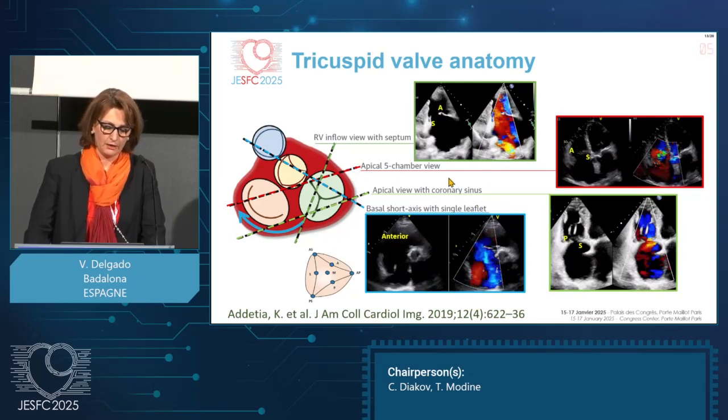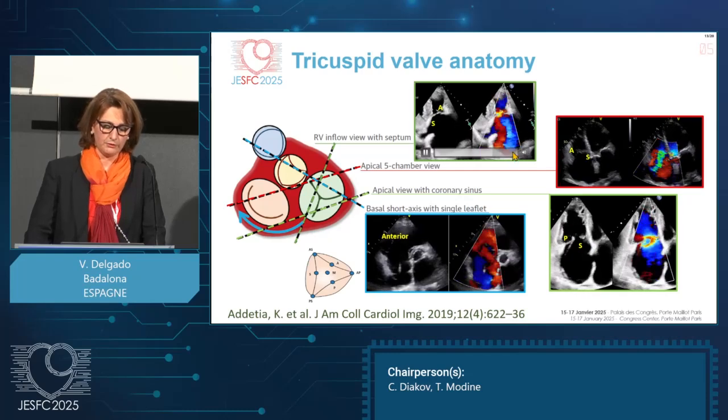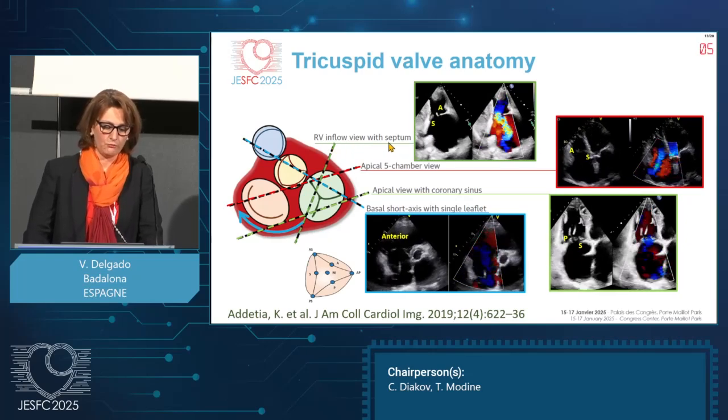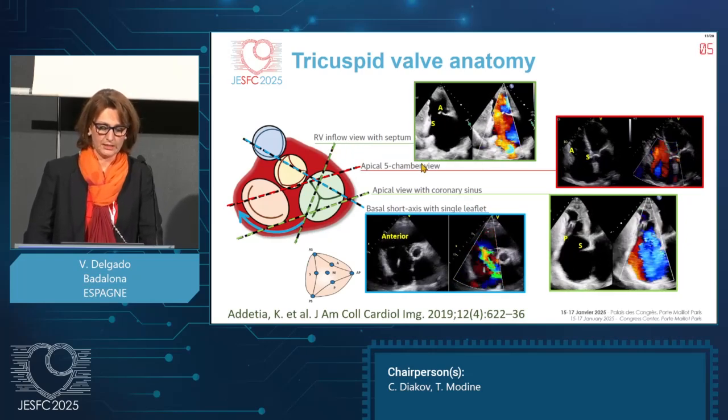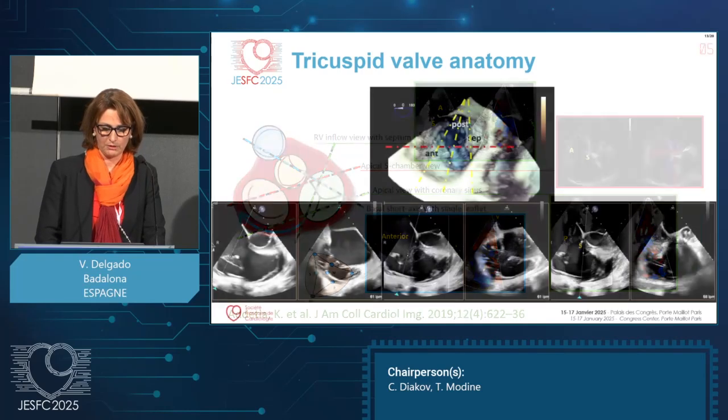You have the apical 5-chamber view, where you see much more the aorta, and you have the septal and anterior leaflet. And then you have the parasternal long-axis view with the right ventricular inflow view with the septum, where you have the anterior and the septal leaflet. I think that that's a good exercise to properly assess the tricuspid valve.